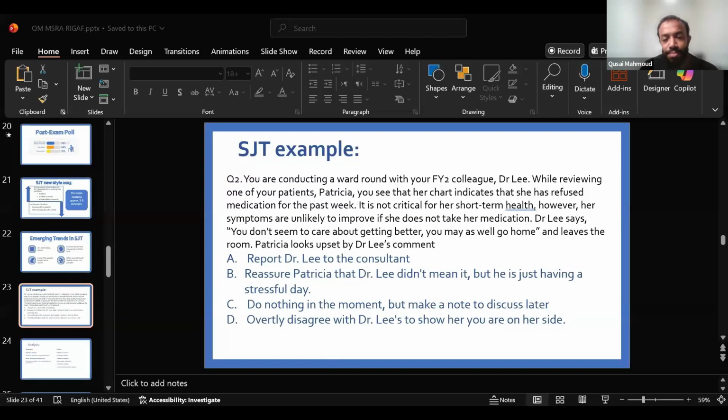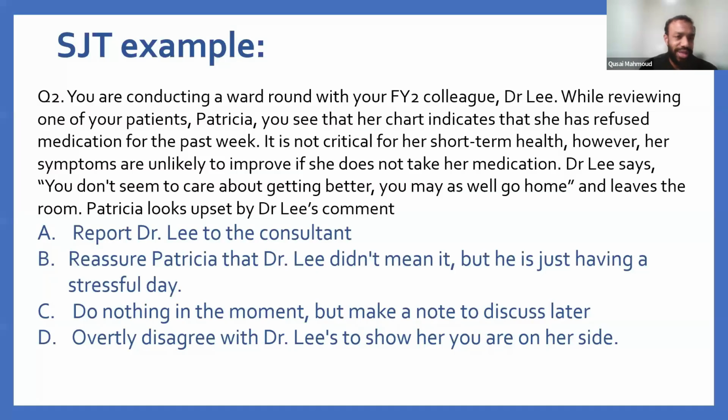Okay. So when you read a question like that, you have to start very carefully, because every single line will carry some hints and tips for you. This is the only way you could sort out the SJT. So let's start from the beginning. You are conducting a ward round. That's a very important hint. Ward round.